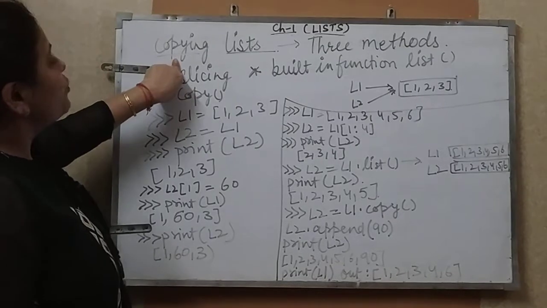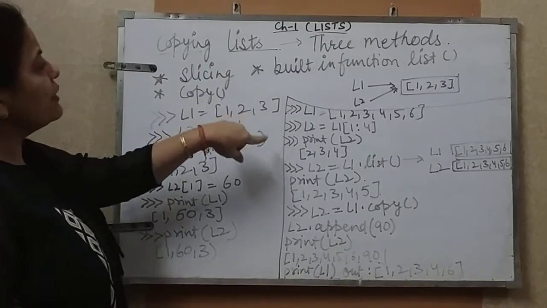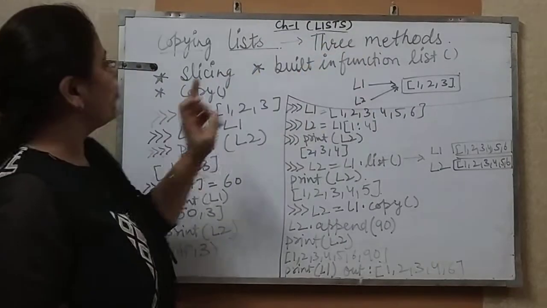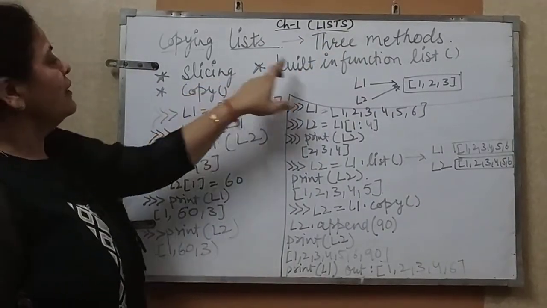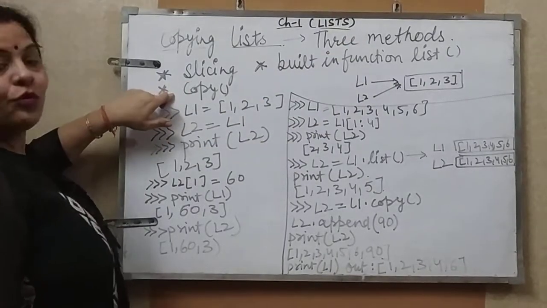Now the last topic of the list is copying. How can we copy a list from one to another? There are three methods to copy a list. One is slicing, second is the built-in function, that is the list function, and another is the copy function.